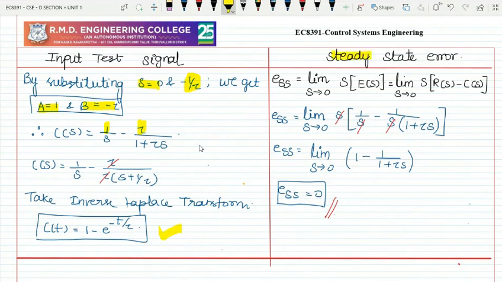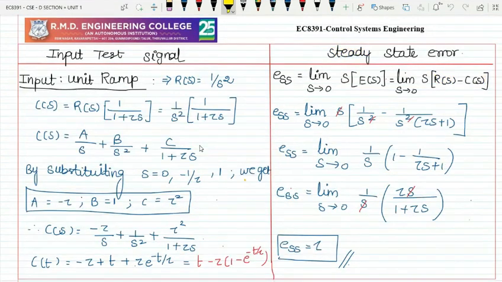So ESS, s into E of s. E of s is nothing but output minus, sorry, input minus output. Then we have to substitute 1 by s here because we are considering the test signal as a unit step signal, right? That's why I'm putting 1 by s. Then C of s will be equal to 1 by s into 1 plus tau s, that is R of s into your general equation. Now we are going to substitute s equal to 0, so thereby I am getting my answer as 0. So in both the cases, impulse signal and step signal, my steady state error is 0 up to now.